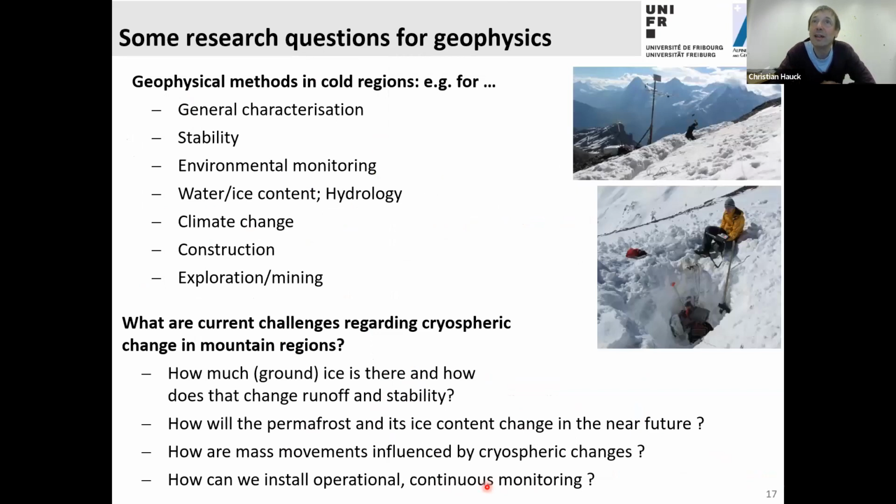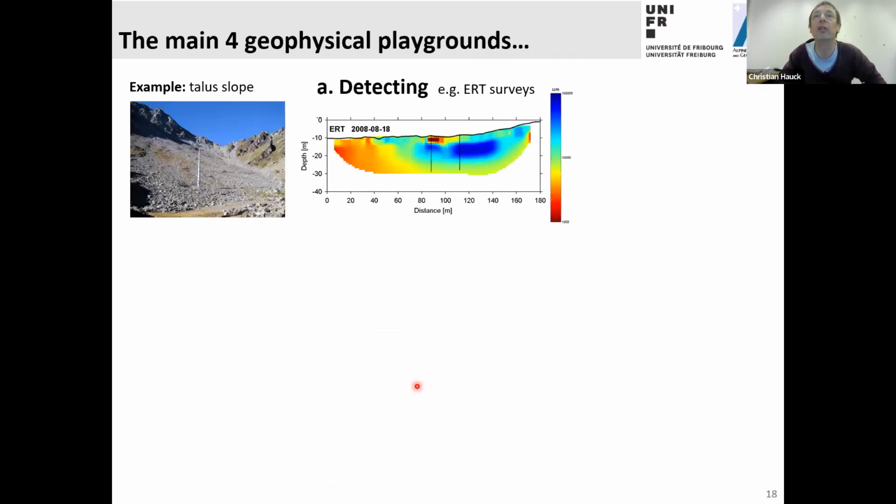Now, what does that mean for geophysical research? So what can we do here? Of course, this I have talked about already. More concretely, how much ground ice is there and how does that change runoff and stability? How will it change in the near future? And how can we install operational continuous monitoring by geophysical means? Because if we only do it by temperature, we will not know anything about the ice content.